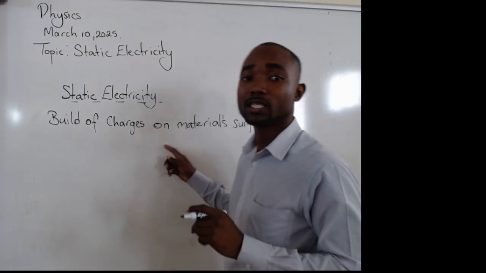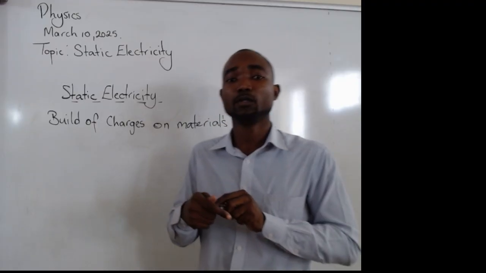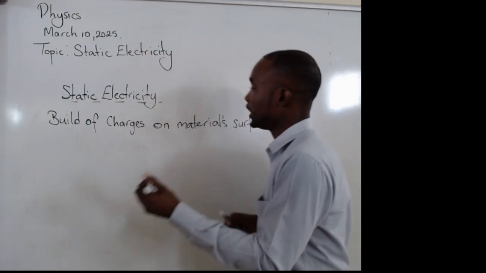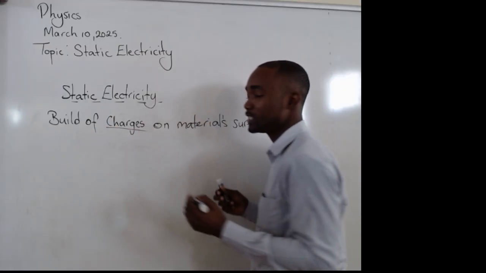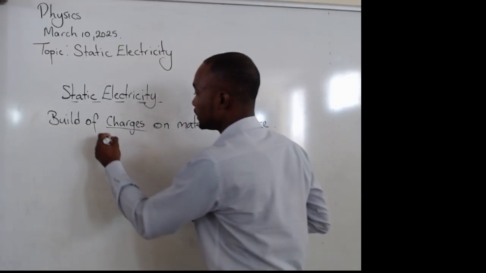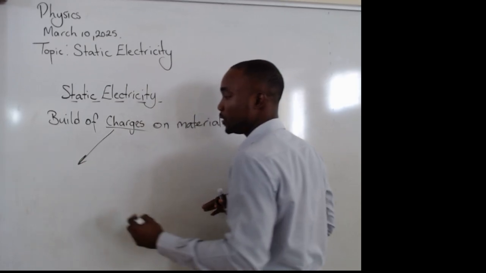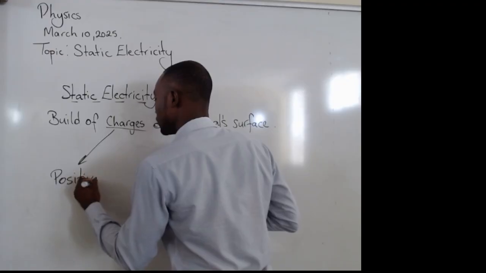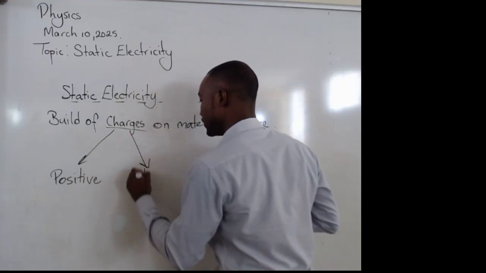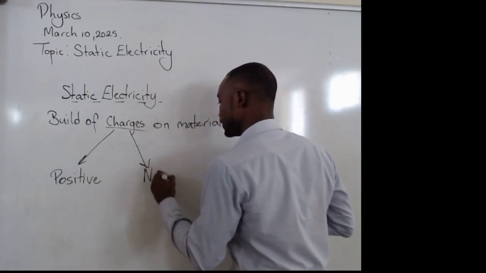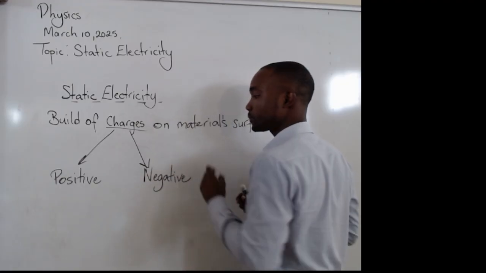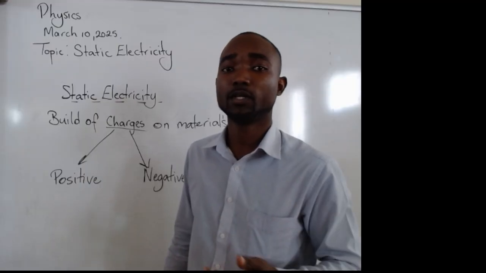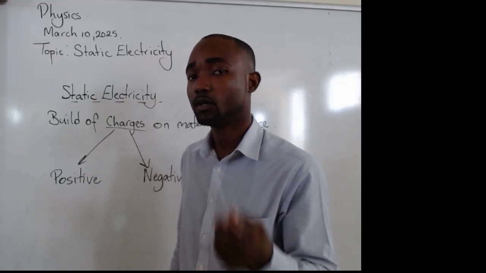So this is basically what static electricity is. And we have two fundamental charges. So when we speak of charges, we speak of positive and negative charges. So we may have a buildup of positive charges on one material or negative charge. Now that leads us to ask the question, where do these charges come from?